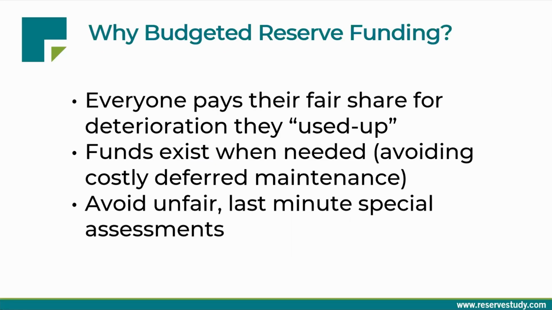That's because with budgeted funding, every owner pays their fair share to offset deterioration that happened at the property over the time that they lived there. And in doing so, the funds will exist when needed to get those big, expensive projects done on time. And that means your reserves are strong enough and your percent funded is high enough that special assessments don't happen at your association, which is the goal. It's a great thing. And besides, remember that it's the board's job to budget for the sustainability of the association.